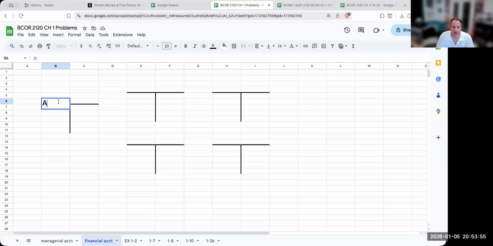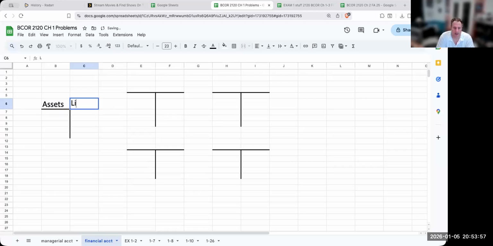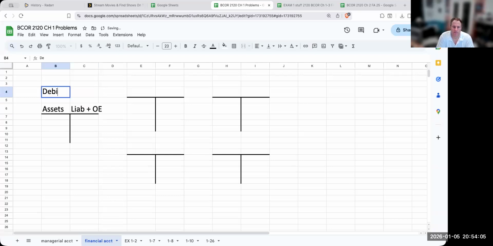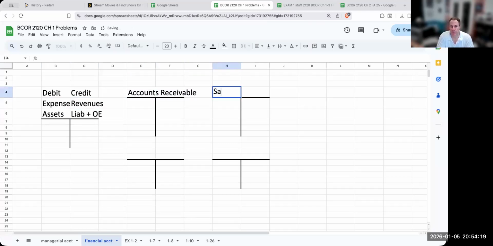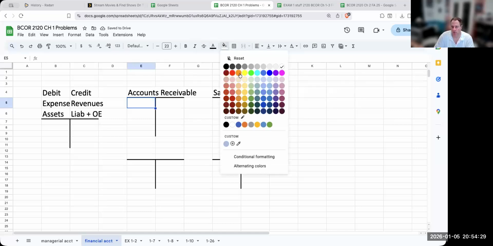If we look at a T account where assets are equal to liabilities plus owner's equity or shareholders' equity, and then over here debit, credit, and we have expenses and revenues. When we go through and record a sale, say the item is on account, we're going to start with accounts receivable, and we're going to credit sales, or basically sales revenue. We record revenues with credits. We'll do that right over here. And we're going to record that receivable with a debit.